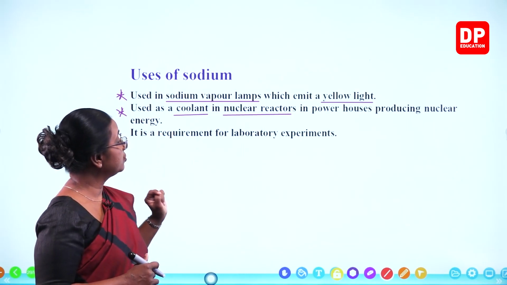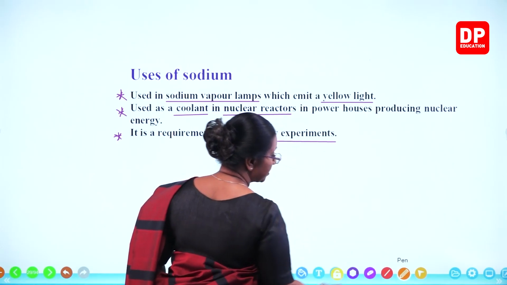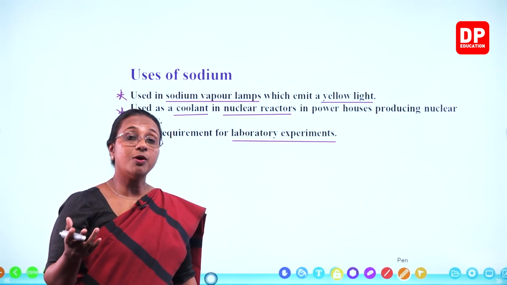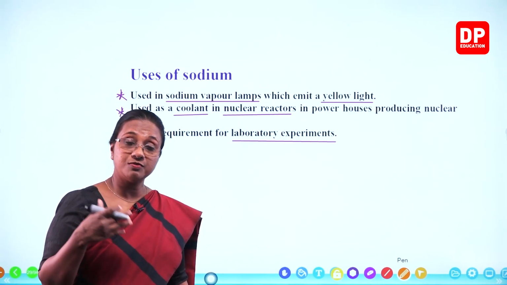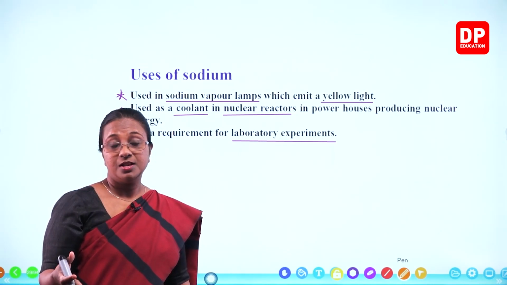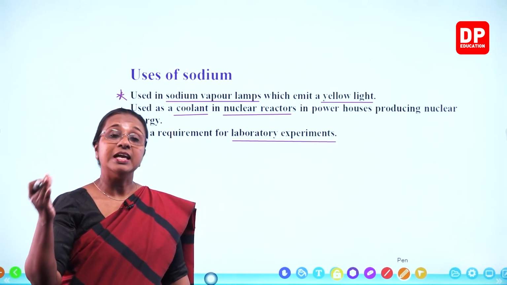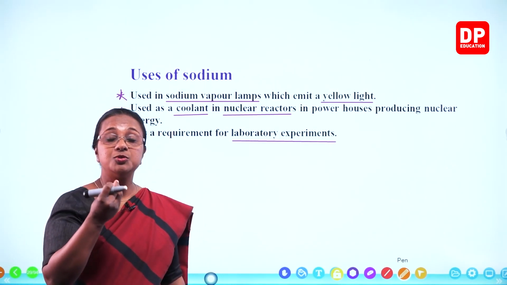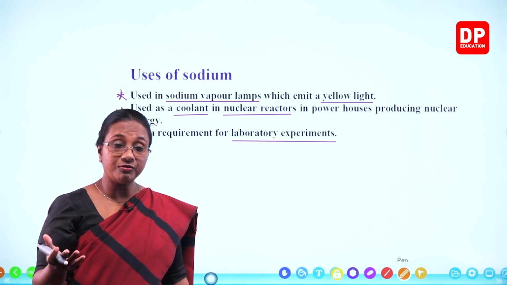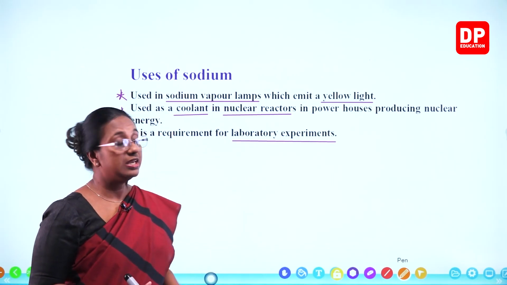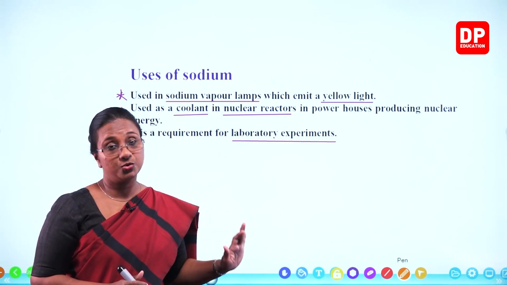Then it is used in laboratory experiments. Now we have done experiments. You can remember, students. What were the experiments? If you recall, we put a piece of sodium into water where you observe the vigorous reaction of sodium with water. But normally we don't react sodium with acids because it can lead to explosions. In addition to that, to observe the properties of sodium as a metal, we use sodium. We cut it, it's a soft metal. So like that, we use sodium in the laboratory experiments. So you're familiar with all these uses of sodium.